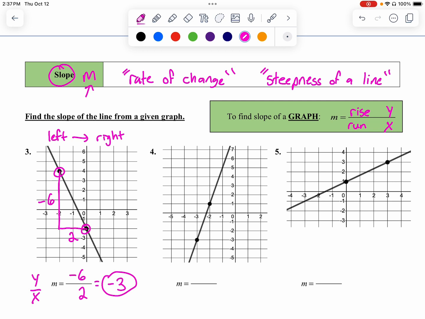Again, on number 4, we're going to start at the leftmost point. So here's our leftmost point. And we're going to go 1, 2, 3, 4. So I went up 4, so +4 to the right 1. So my slope is 4 over 1, which 4 divided by 1 is just 4.